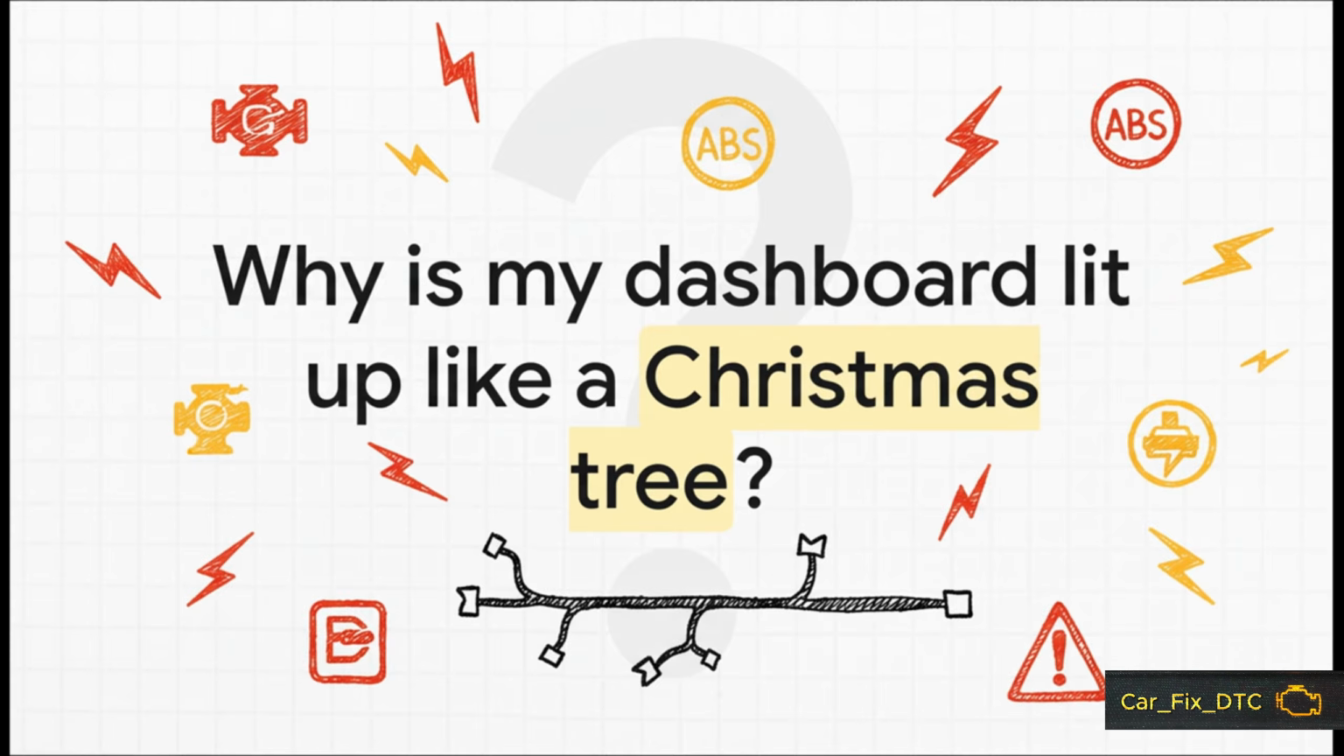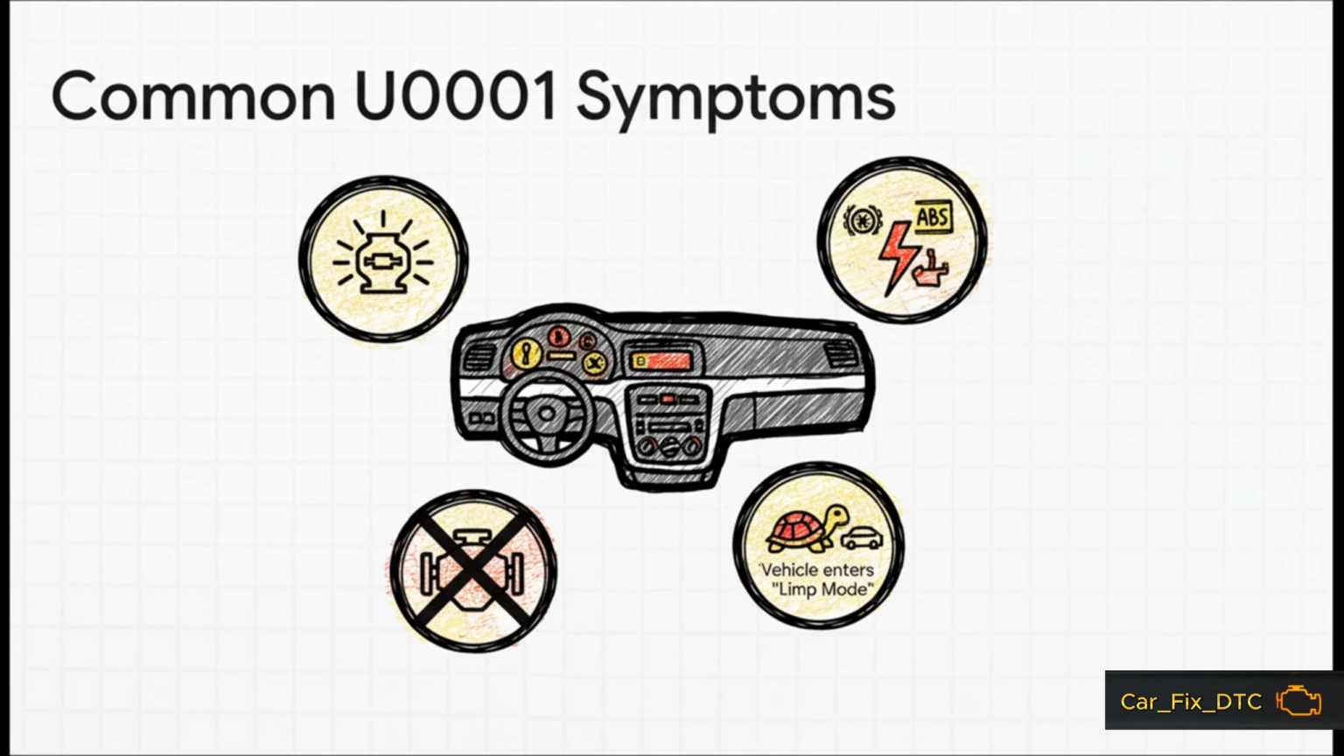And that wild light show on your dash, it's usually tied to some really scary sounding symptoms. Your engine might just stall out of nowhere, or maybe it won't even start. Or worse, the car goes into what's called limp mode. That's where it slashes the power to protect itself, leaving you crawling on the side of the road. All of these things point to one root cause: a total breakdown in communication.